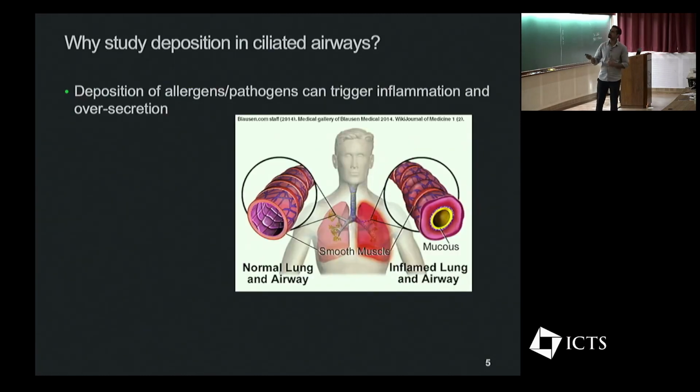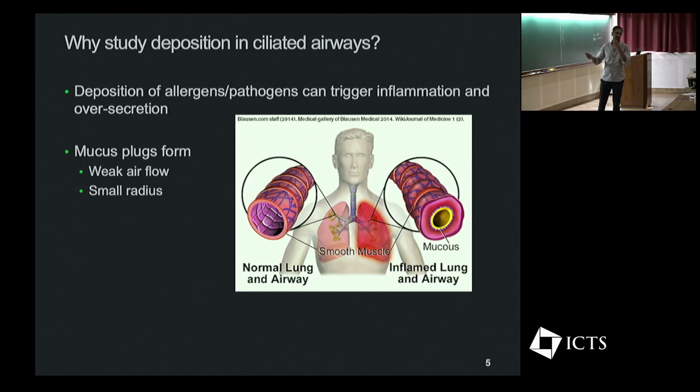And of course, as I had mentioned, the reason that we're interested in this is because when you inhale these pathogens, if they reach the wall, or even allergens, they can trigger inflammations of various kinds which can constrict the airway. They can also cause over-secretion of mucus, which can mean that this mucus will accumulate and form plugs that cause respiratory problems. And what we're going to look at today is that, of course, the lungs are very complicated.